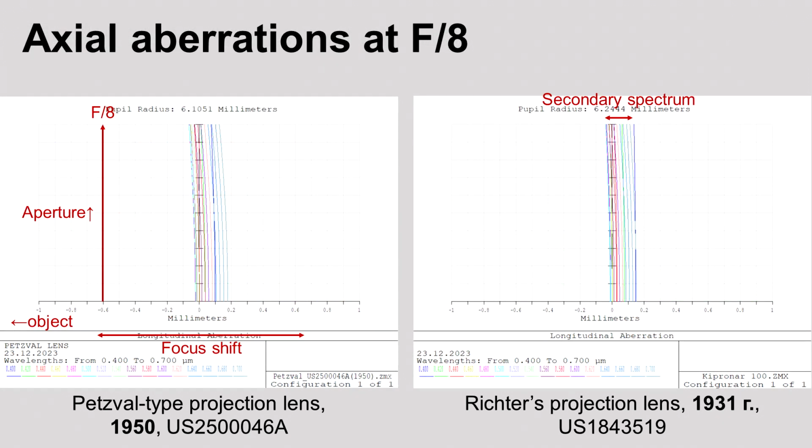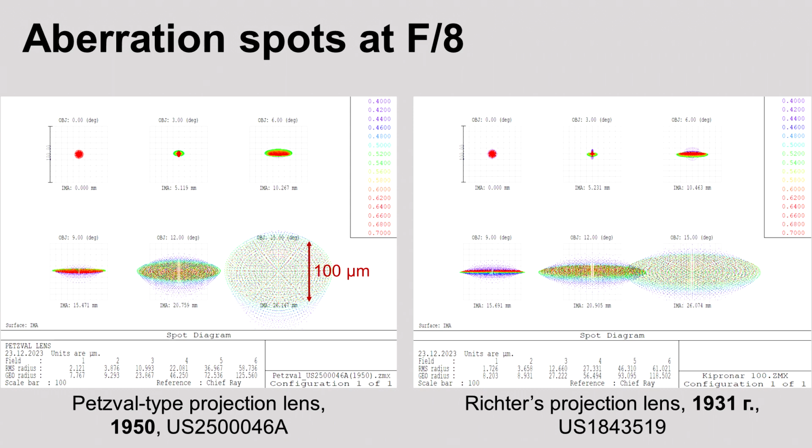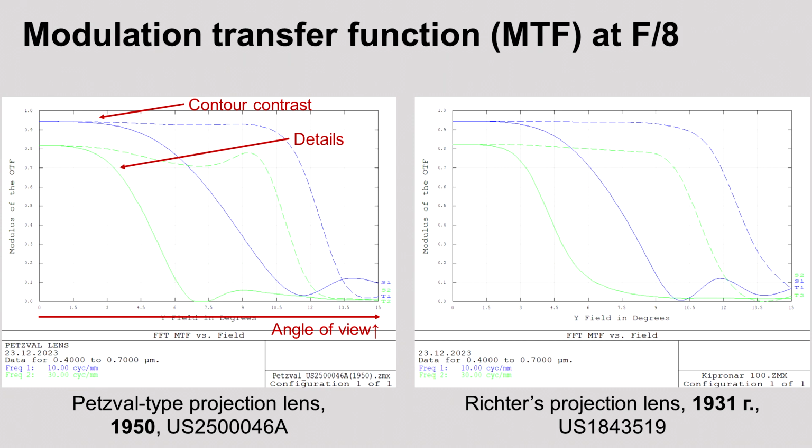Small format lenses usually demonstrate the maximum level of image quality at an aperture ratio of 1/8. Comparing the longitudinal aberrations of Petzval and Richter at this aperture, we find that Richter has a narrower secondary spectrum and less third-order spherical aberration. This affects the image quality. The Richter lens is slightly better than the Petzval lens this time, as can be seen from the size of the aberration spots. The MTF curves of the lenses indicate their similarity in optical quality at the 1/8 aperture.